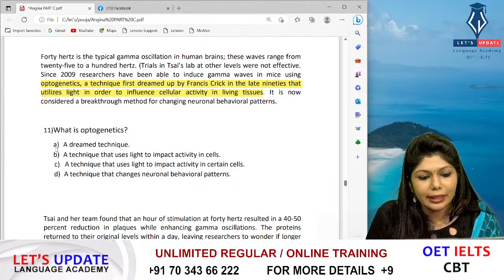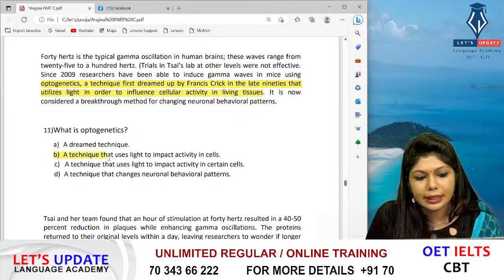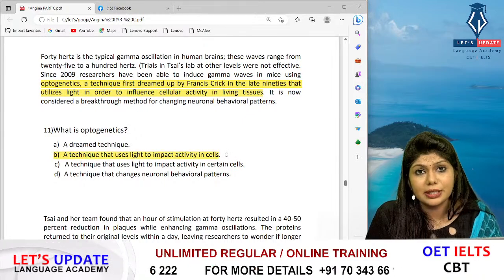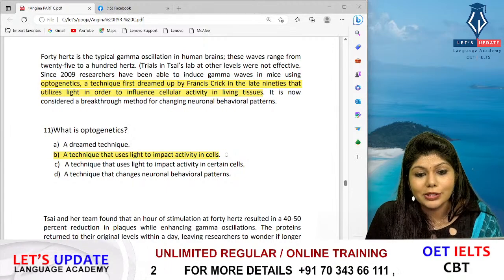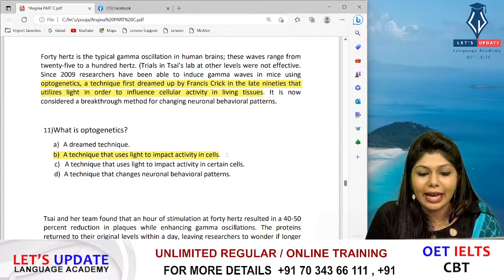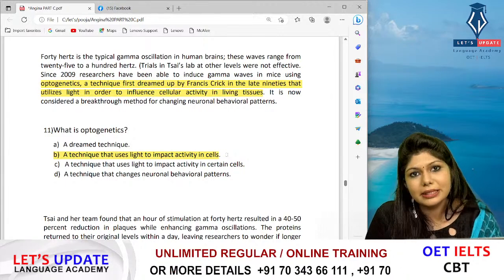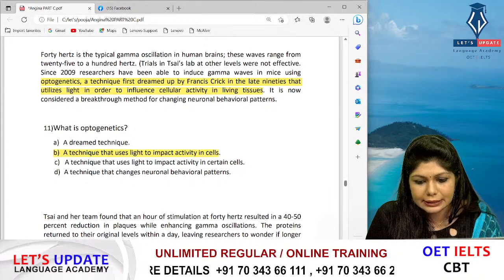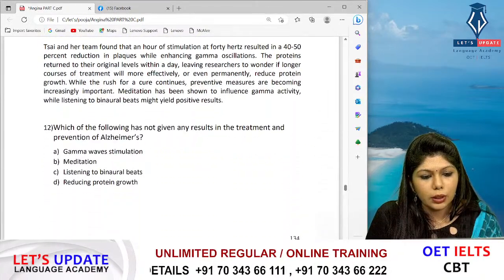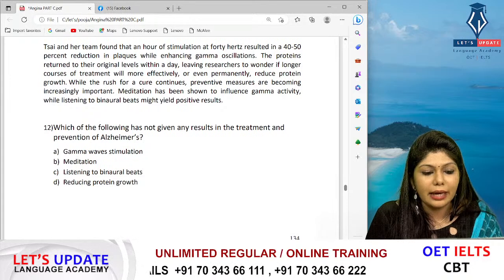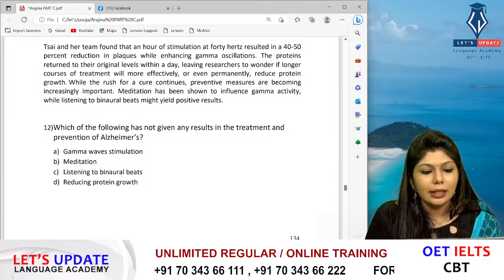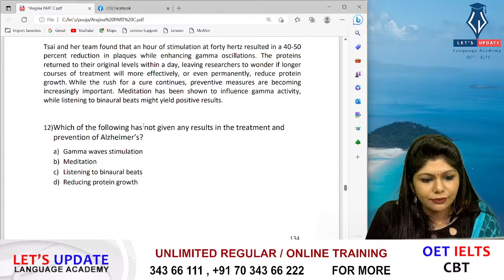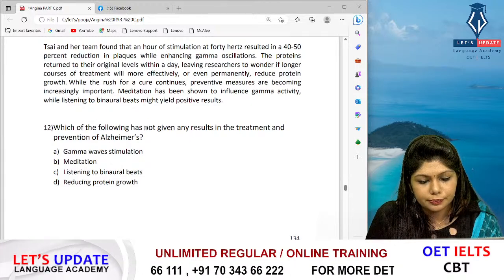And that is why the correct answer is option B. It's not certain cells, they have not mentioned only some tissues or something like that. They have mentioned living tissues, that means cells. So that is why option B is the correct answer. Now moving to the next paragraph and the question: which of the following has not given any results in the treatment and prevention of Alzheimer's? Not given.